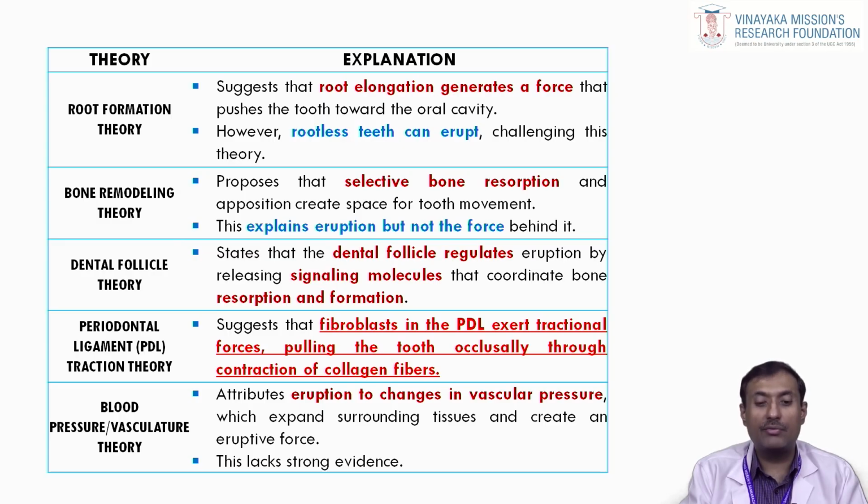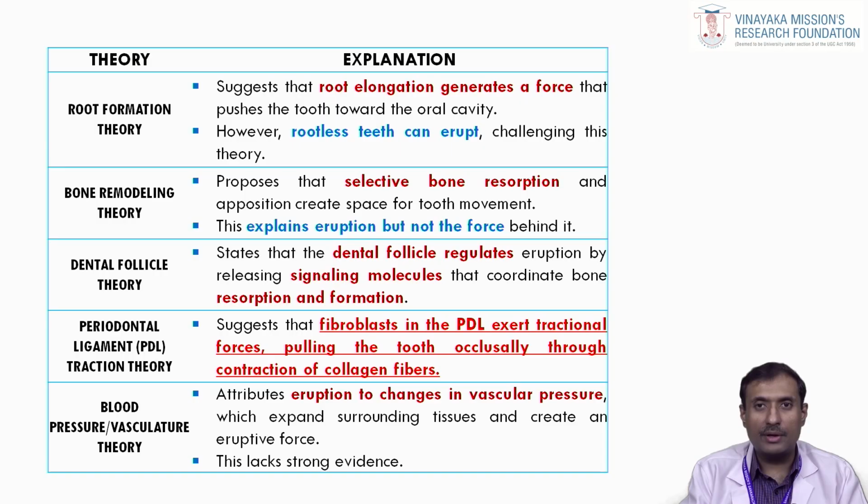According to this theory, there are fibroblasts in the periodontal ligament that exert tractional force. What do you mean by tractional force? There is contraction of the periodontal ligament fibers, thereby providing sufficient force whereby the tooth is pushed into occlusion. The last one is the blood vascular pressure theory. So here we see that there are eruptive changes of the vascular pressure, or to better put, the hydrostatic pressure inside the blood vessel.